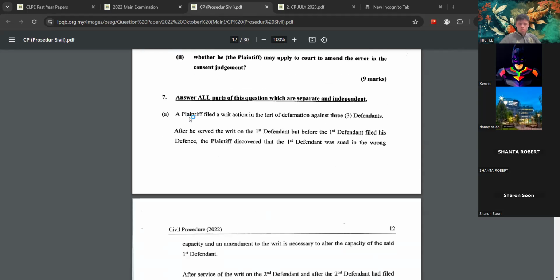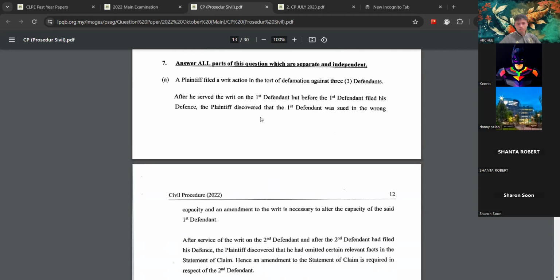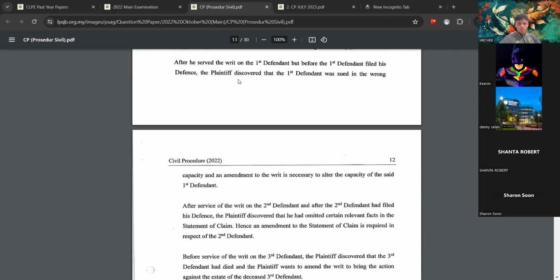7. Plaintiff filed writ action for defamation against 3 defendants. Okay. After he served the writ on first defendant before the first defendant filed defense, what a lengthy sentence. The plaintiff discovered that first defendant was sued in the wrong capacity and to amend the capacity of the first defendant. Okay.